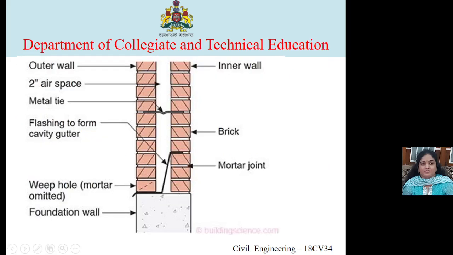This is how the cavity wall looks, made from the brick. So outer wall, inner wall, 2-inch air space, and a metal tie. That's what I said, ties, metal tie, flashing to form a cavity gutter here. That is from the outer wall or inner wall. So weep hole. Mortar is omitted here, only one brick. So foundation called a mortar joint.